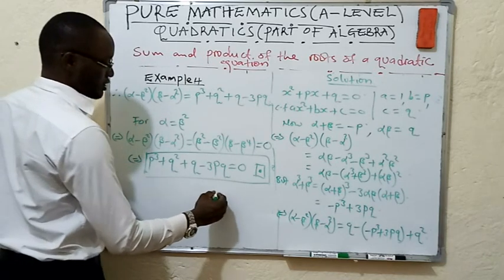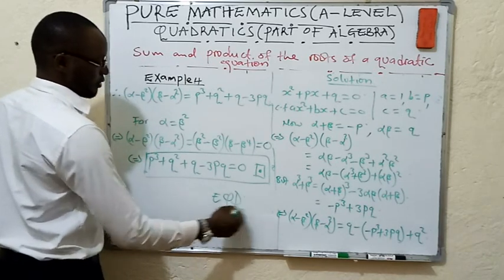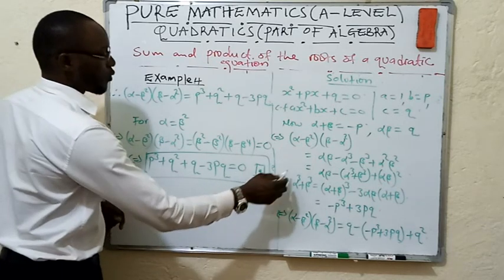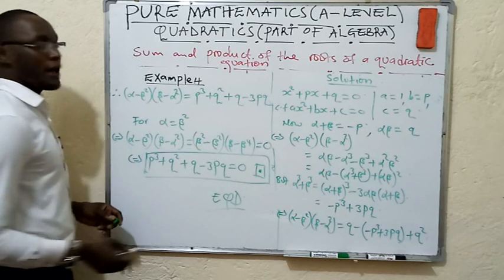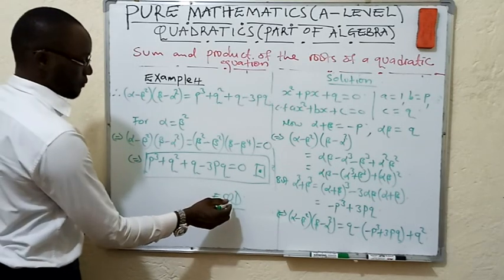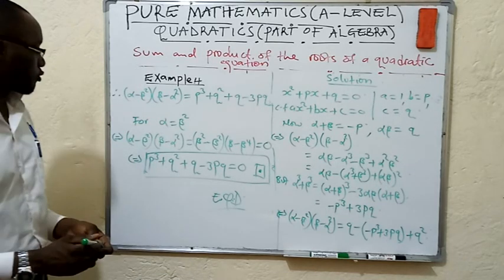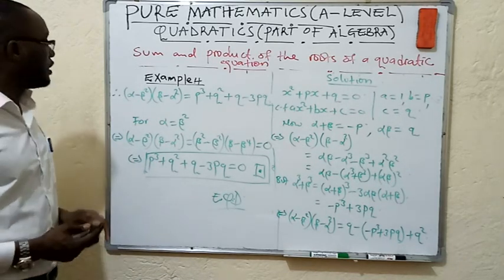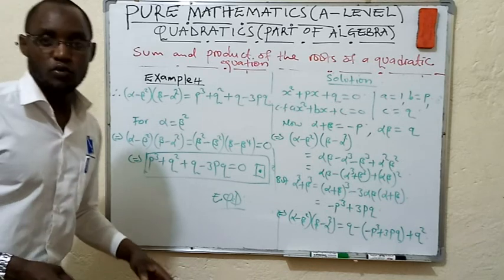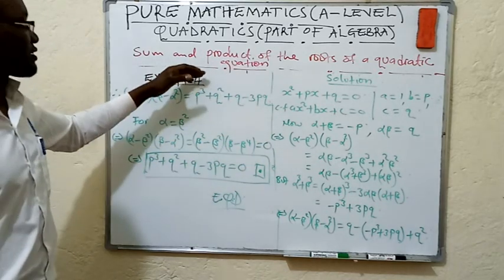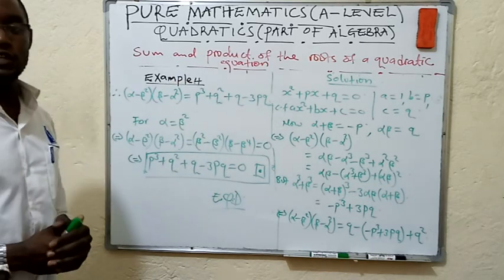Or you can put the QED. Yes. Or this is end of proof, or as required. We read this as required. Or you can put QED, which shows the end of a particular proof. So I hope this is enough for you, for the sum and product of the roots of a quadratic equation.